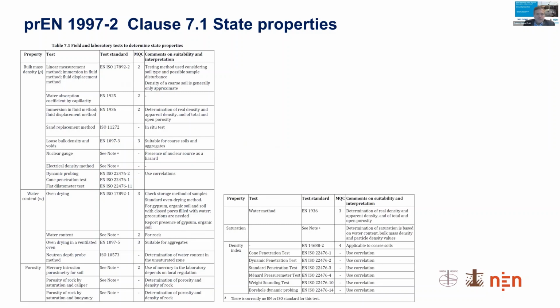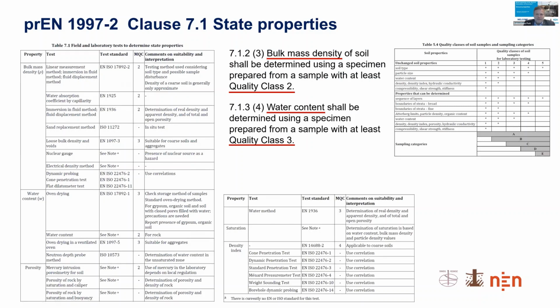Starting with state properties, there is a list and a table that describe field and laboratory tests that we can use for determining state properties. One important aspect that I think is to be stressed is always the association between the properties that we want to derive, the type of methods we are using, either direct or indirect method, and specifically the quality class of the sample that we need to use for each determination. So for example, you see over here for the bulk mass density, quality class 2, or for the water content, quality class 3. This is referred to the table that Hakan was showing before. So the table that describes the use that we can make of a sample depending on the sample category.